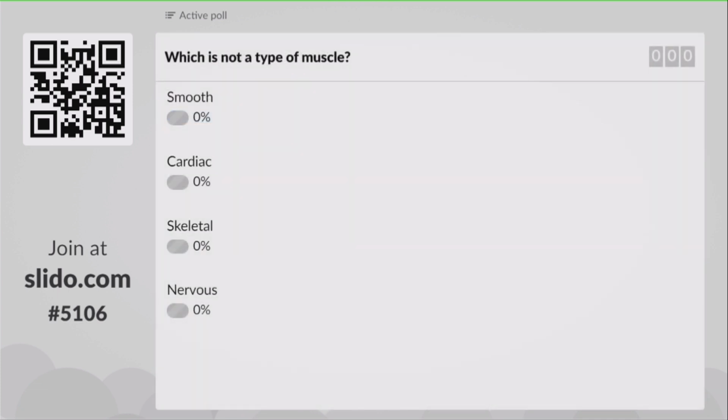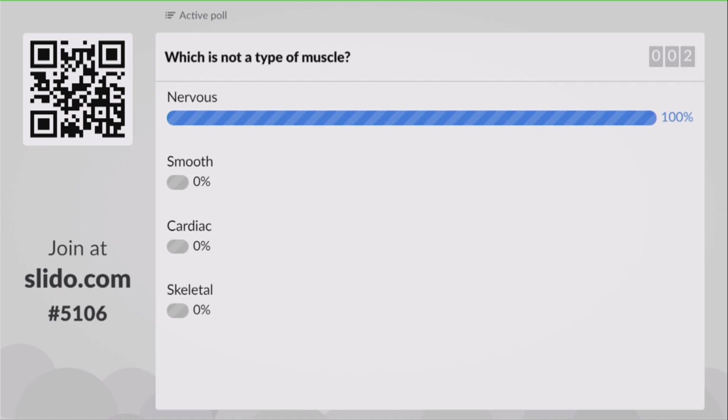All right, new question. Your screen should be updated. Which is not a type of muscle? We talked about 3 types of muscles. Which is not a type? Have some quick answers there. All right, our smooth muscle, remember, is mainly our digestive system and our blood vessels. Skeletal muscle is where our bones and muscles attach. And then our cardiac muscle is our heart. So the only one we have not talked about being a type of muscle is the nervous tissue.